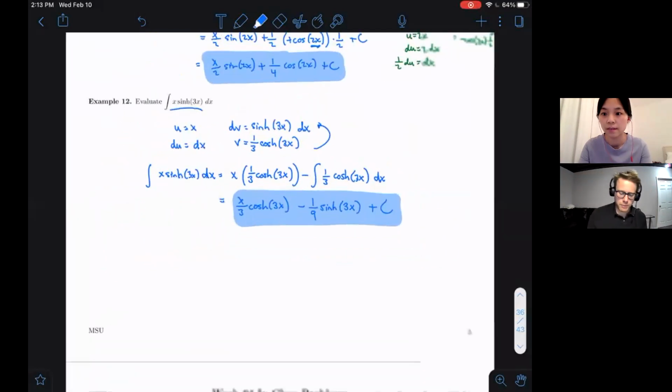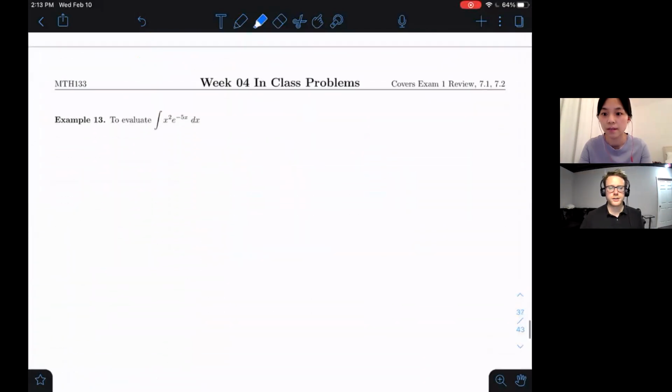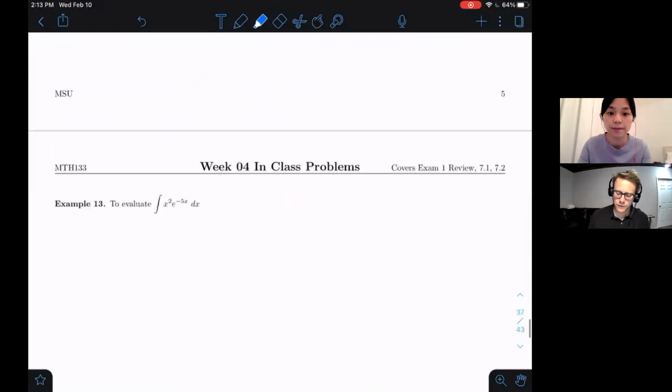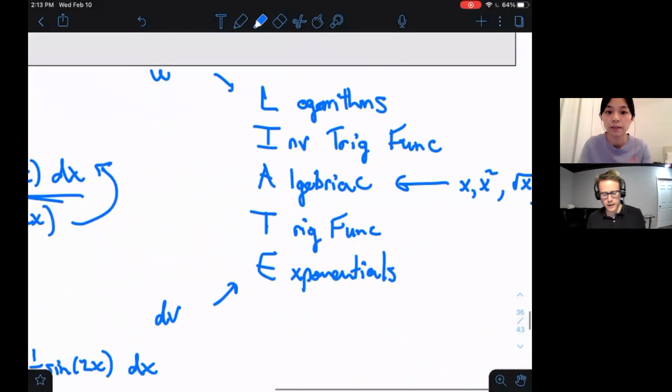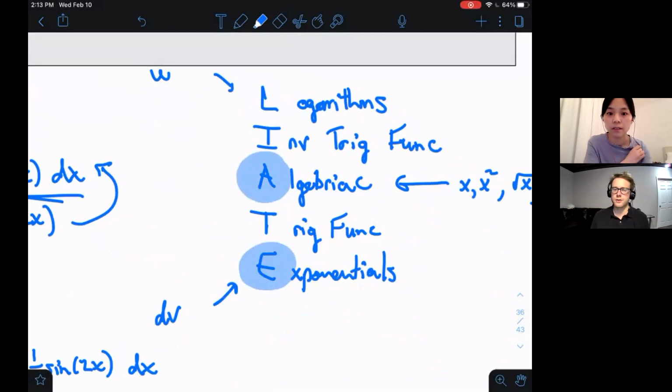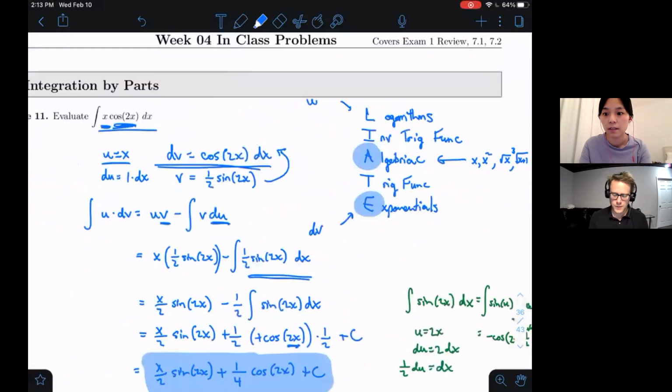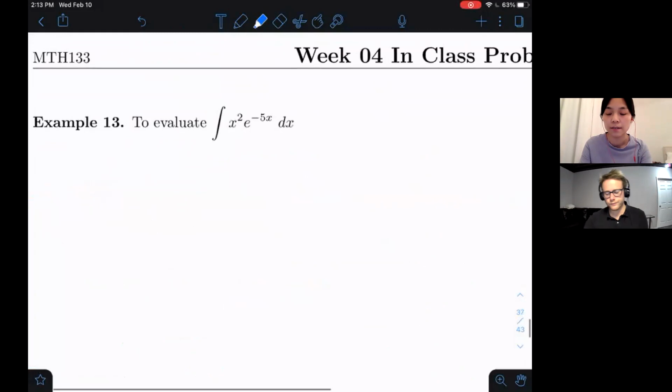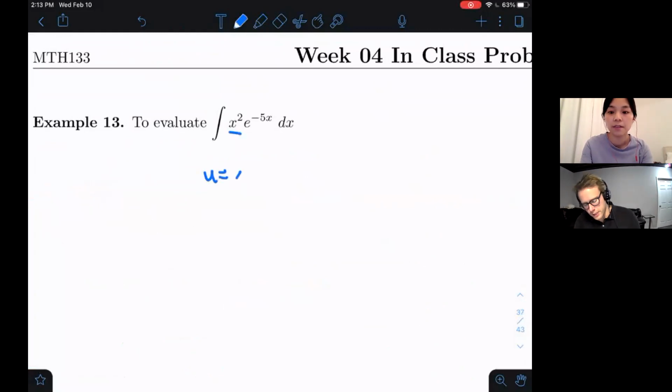Let's do one more here pretty fast, and then we'll open it up for questions. Here's one where we have x squared e to the negative 5x. So again, if we go back here, this one does really fit into this model well. We have our algebraic stuff, x squared, and we have our exponentials. So you can see the thing that's closest to the u is the algebraic stuff, the x squared in this case, and then the dv, the exponentials. So let's go ahead and set this up. I'm going to try u is equal to x squared, and dv is equal to e to the negative 5x dx.